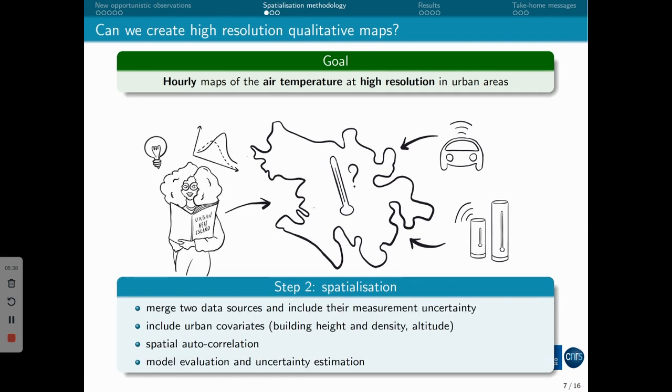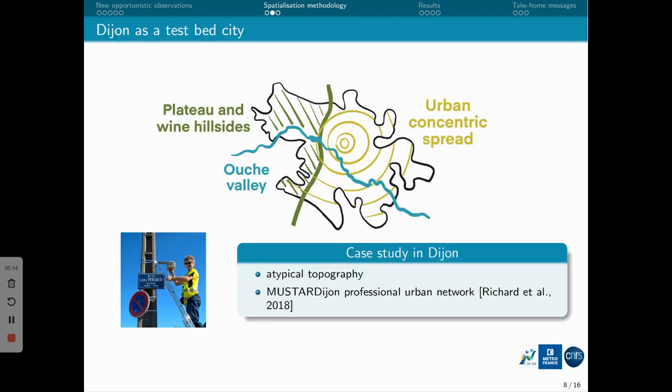Then we want to spatialize this data. So we need to merge two types of data, and they are different. And then include also covariates and spatial autocorrelation. To do this, it was pretty complicated, especially for a city where in the geography you have hills on the west, plains on the east. The city is concentric, pretty classical. And we use this city because there is, as I said, the measurements network.